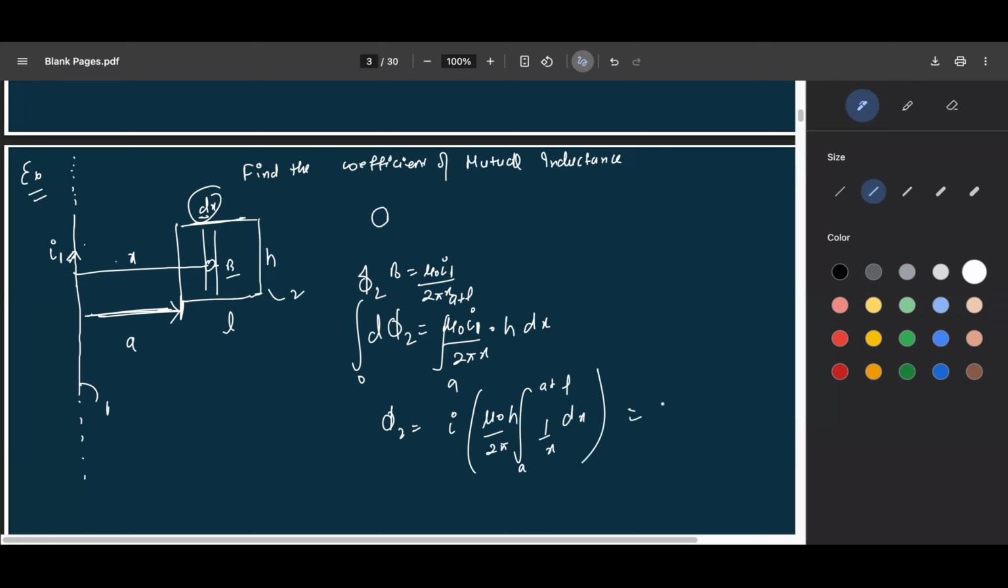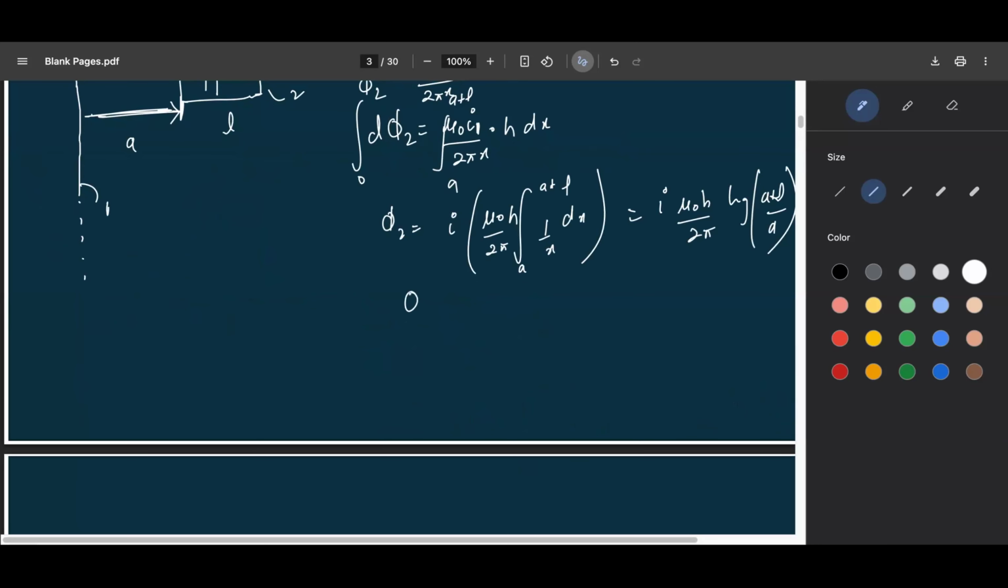So what is the solution? You have got I times mu naught h divided by 2 pi log of a plus l by a. This is the solution. So in this case, phi 2 is mu naught h divided by 2 pi log a plus l divided by a.